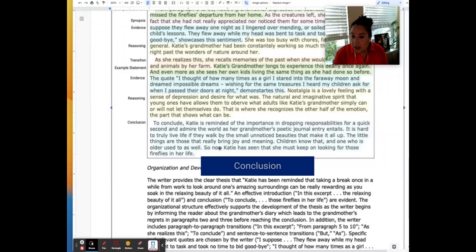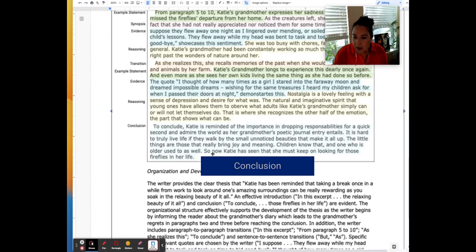We end with the conclusion. To conclude, Katie was reminded of the importance in dropping responsibilities for a quick second and admire the world as her grandmother's poetic journal entry entails. It is hard to truly live life if they walk by the small, unnoticed beauties that will make it all up. The little things are those that really bring joy and meaning. Children know that, and one who is older used to as well. So now Katie has seen what she must keep on looking for, those fireflies in her life.